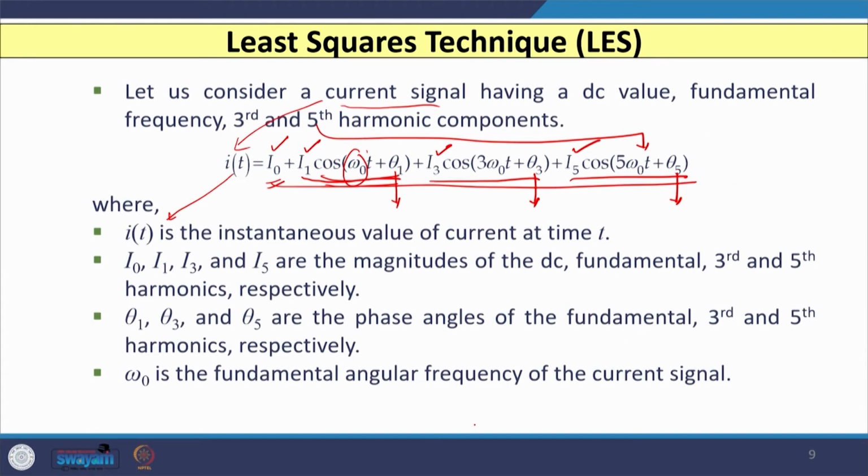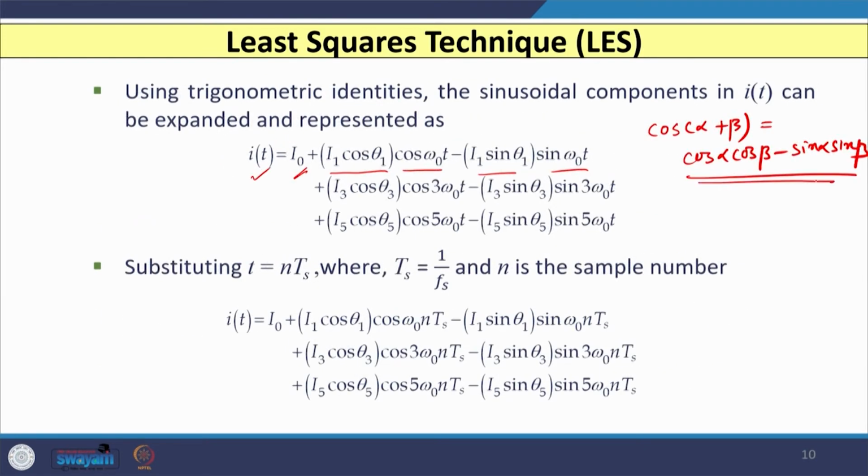Similarly, if I again extend this term and this term with reference to cos of alpha plus beta, then we can have I 3 cos theta 3 into cos of 3 omega 0 t minus I 3 sin theta 3 into sin 3 omega 0 t. Same way you have I 5 cos theta 5 into cos 5 omega 0 t minus I 5 sin theta 5 into sin 5 omega 0 t.